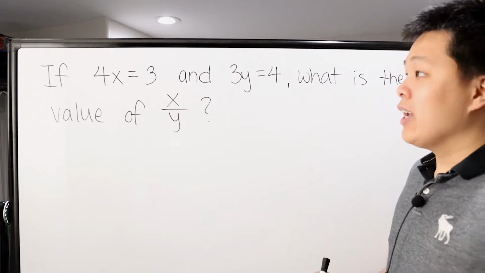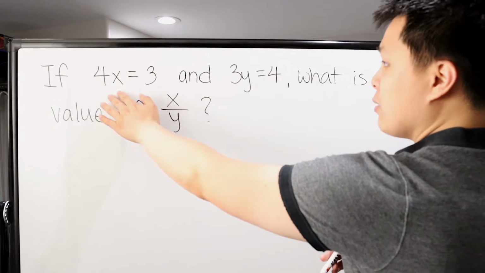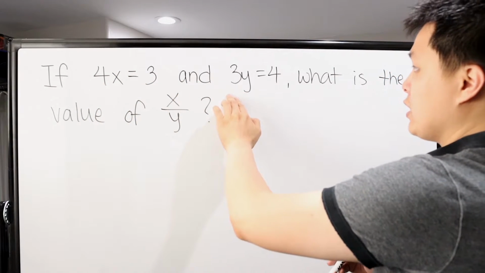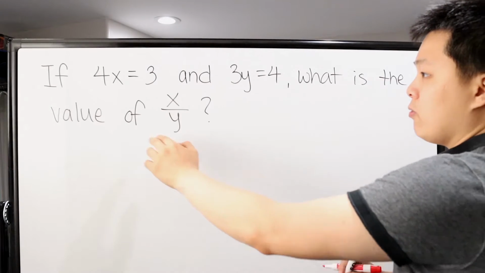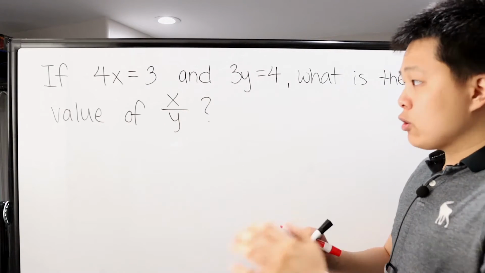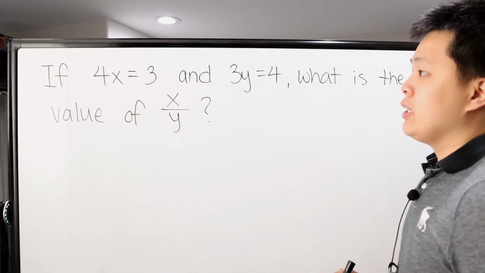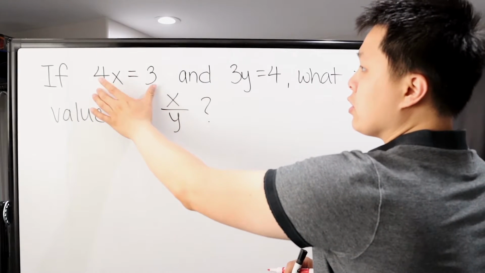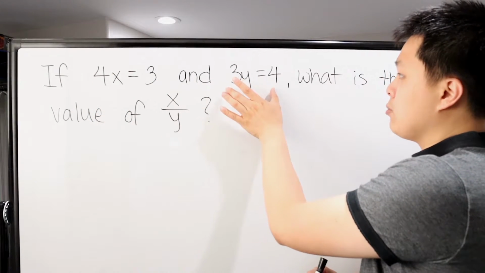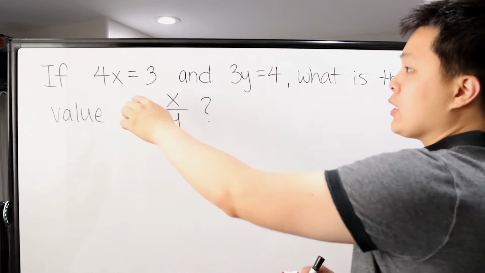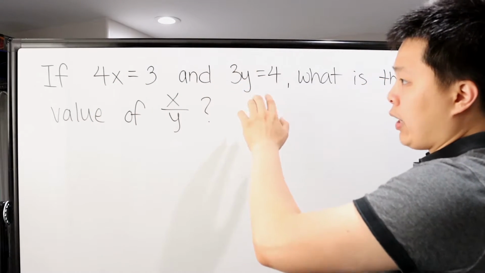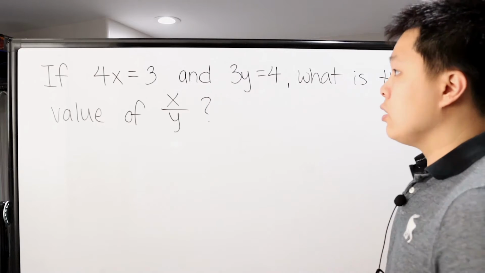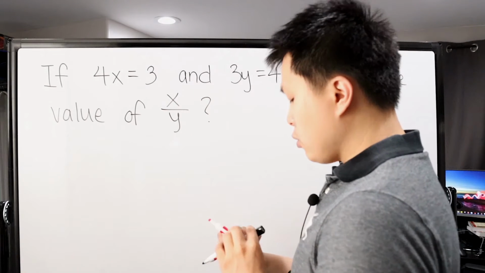So let's begin. If 4 times x equals 3 and 3 times y equals 4, what is the value of x over y? So we're trying to find x over y ultimately. Well, the first statement here gives us x. The second statement here gives us y. So we actually have to isolate the x and isolate the y, then plug it in and solve. So let's begin.